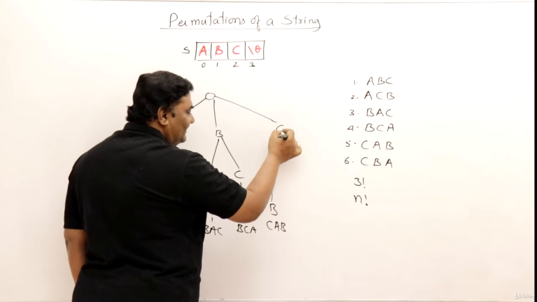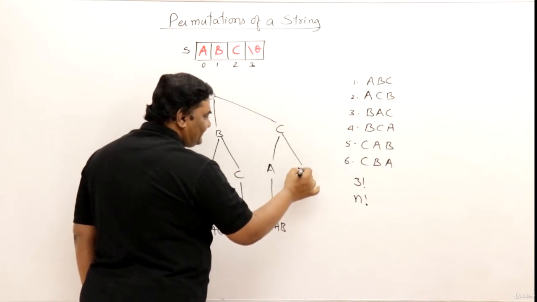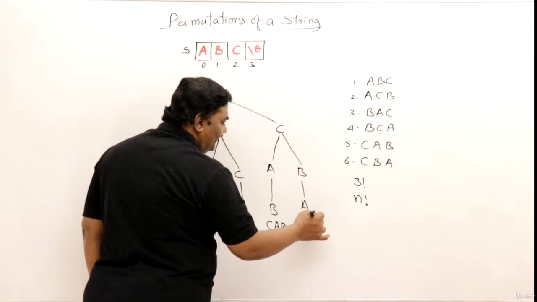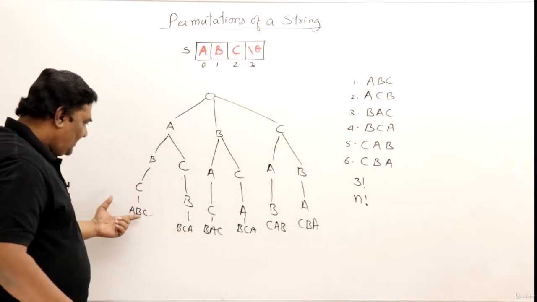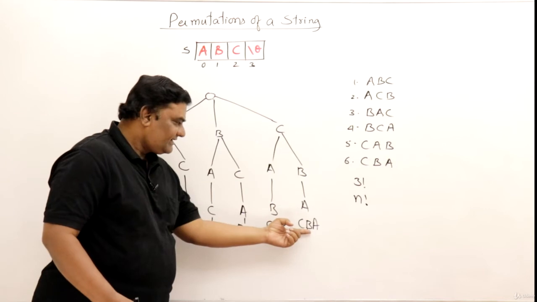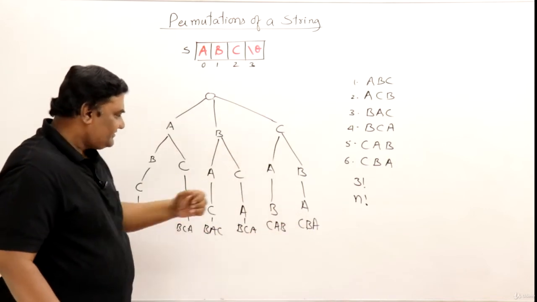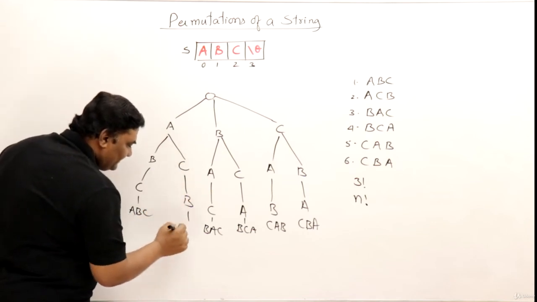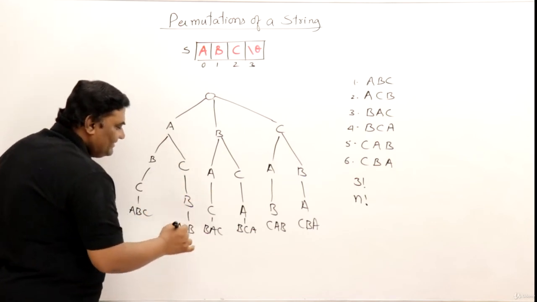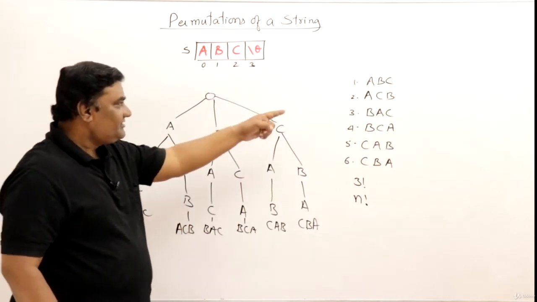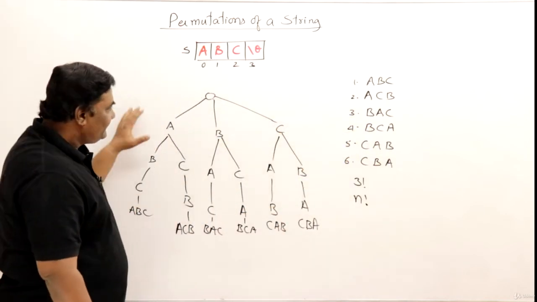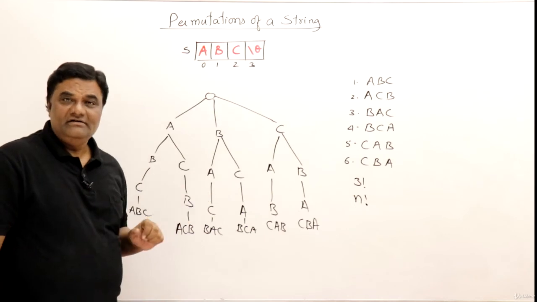Or else I'll go back and from here I will take first B, then A, then it is CBA. That's all. 1, 2, 3, 4, 5, 6. These are 6 permutations. Yeah, here I have to write A, C, B. Yes, this is A, C, B. So I have total 6 permutations that are what we wanted, right?